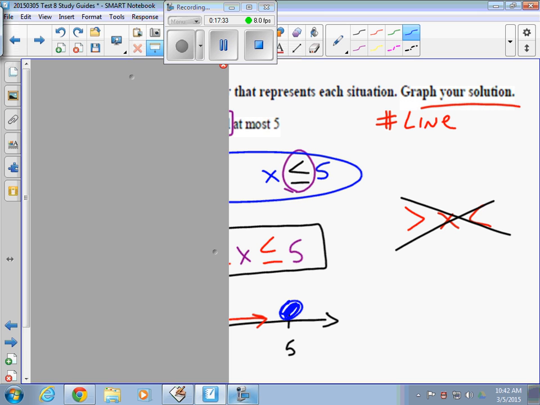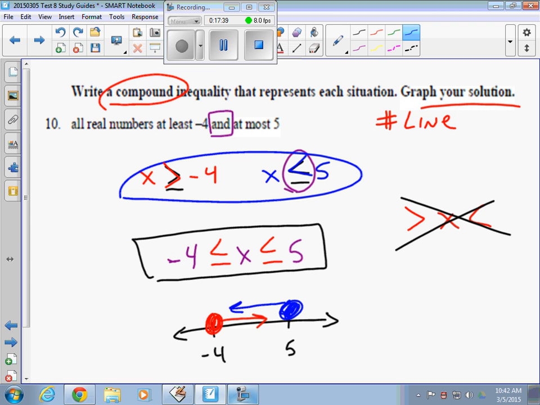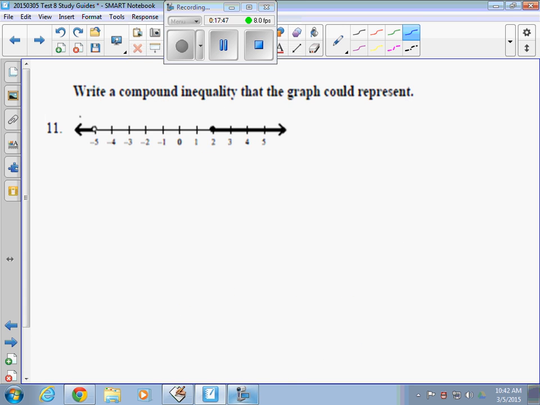Since it says "or equal to," and the arrow's going that way, you shade everything that way. This is an "and" inequality, and you can see the overlapping area. Remember, with an "and" inequality, there'll always be an overlap. With an "or" inequality, there may not be.